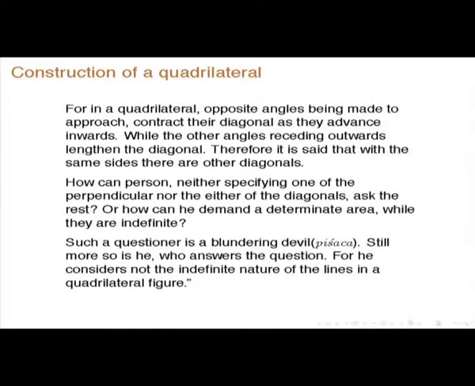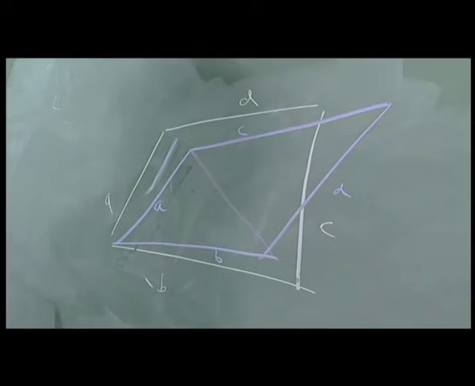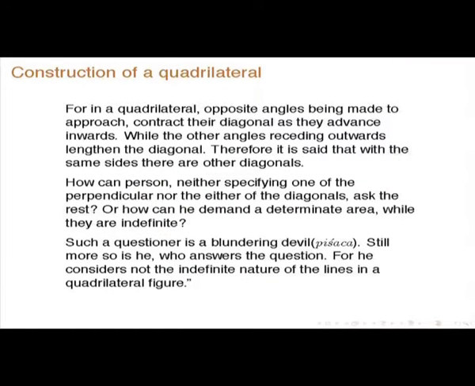Opposite angles being made to approach are contracting the diagonals. So this diagonal is shorter than the other diagonal, while the other angles receding outwards lengthen the diagonal. So now this will be lengthening. With the same sides we get various different quadrilaterals. Therefore it is said that with the same side there are other diagonals. Given the sides, the diagonals are not specified.